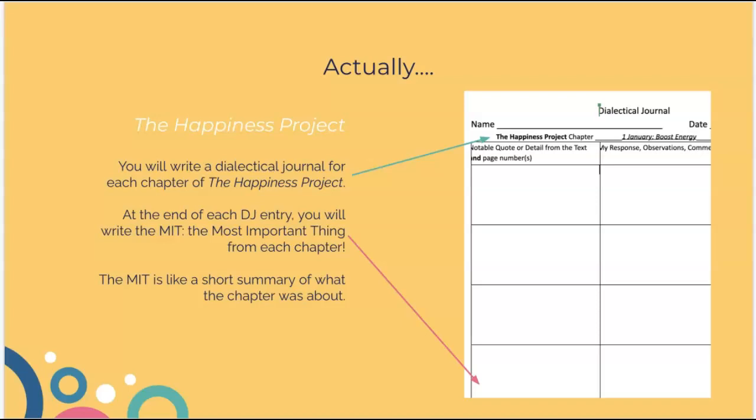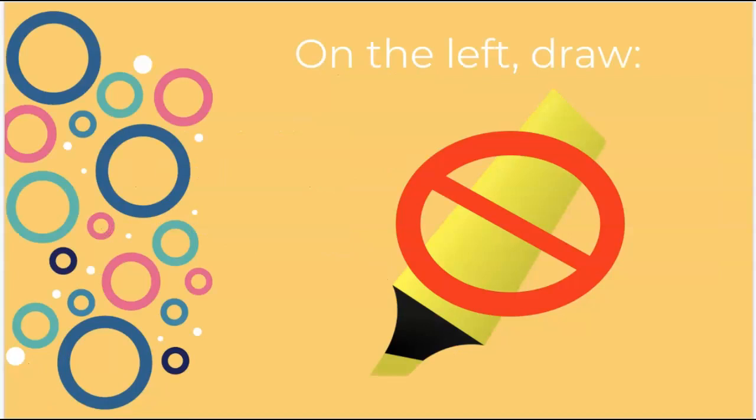Are you ready for the next drawing? On the left side, draw a fluorescent highlighter. Then put a red forbidden sign or prohibited sign over the top, like the picture here. If you need more time, you can stop the recording.